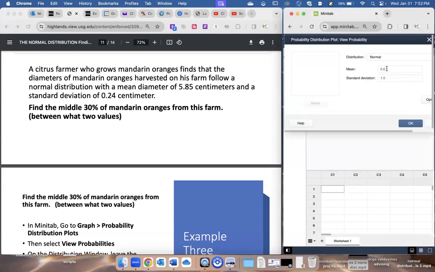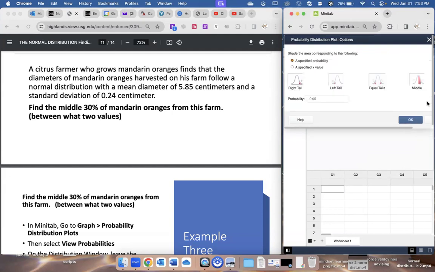It's a normal distribution with a mean of 5.85 centimeters and a standard deviation of 0.24 centimeters. So you'll put that in and click on options. Now keep in mind, we want to know the middle 30%. So if you have 30% in the very middle of your graph, you have another 70% that has to be spread out on each side. Okay, so those tails are equal.